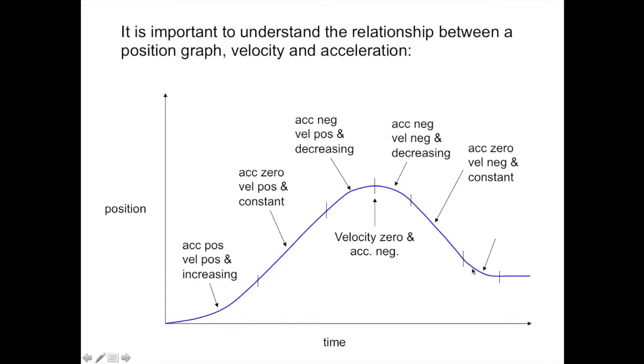And then this location here, we have the graph getting flatter, so we must be slowing down. So if we're slowing down, if we have negative velocity, then we must have positive acceleration. And this being flat, since this is a constant position, in other words, we're not going anywhere, we have 0 acceleration and 0 velocity.